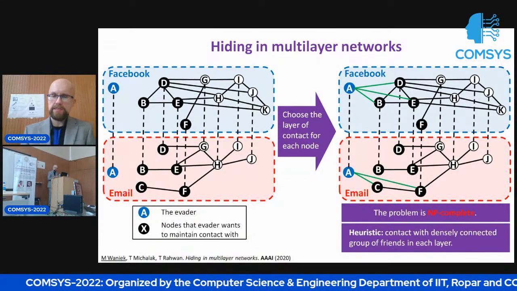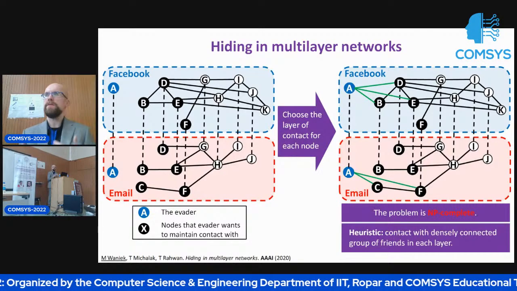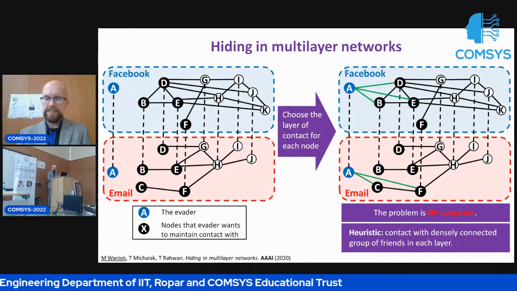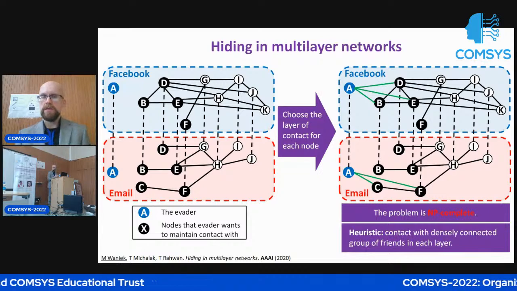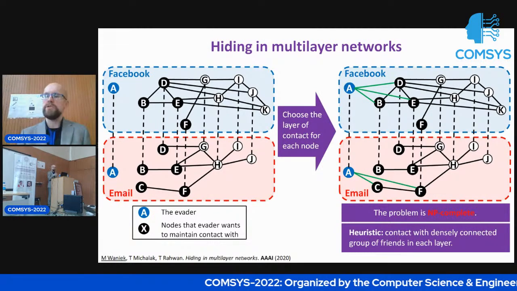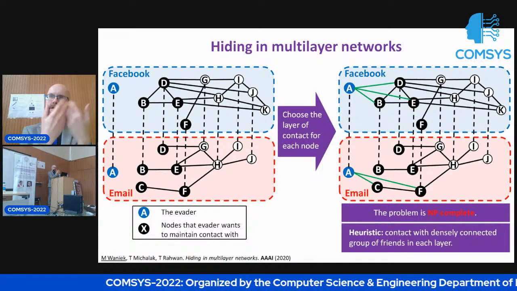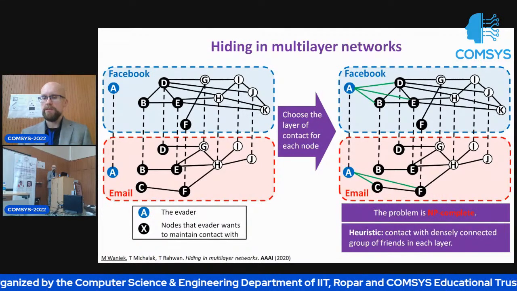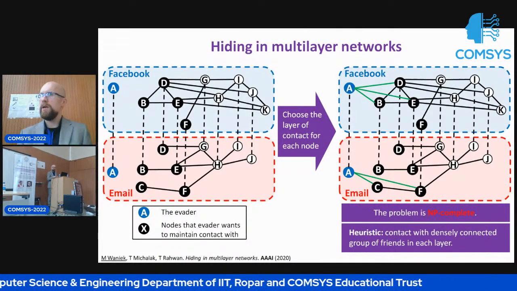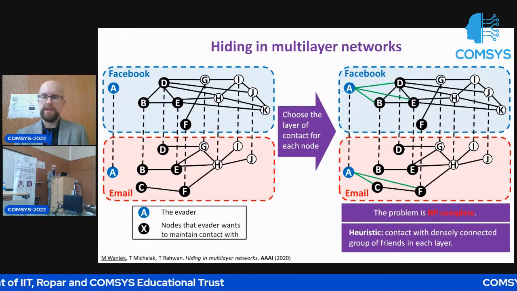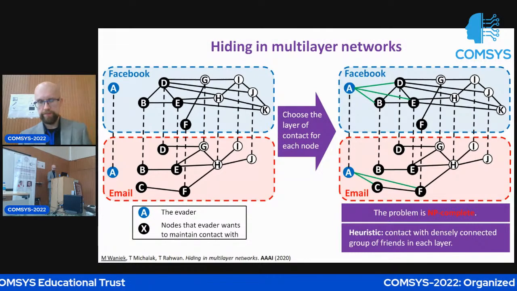However, a heuristic that seems very effective in practice in the networks that we tested is that we try to connect with a densely connected group of friends in each layer. So if all of my friends from a particular social group who also know each other use Facebook, I should connect through Facebook with them. And if another group of my closely connected friends connect using email with each other, I should connect also with them using email. And using this type of heuristic, I can remain relatively hidden.